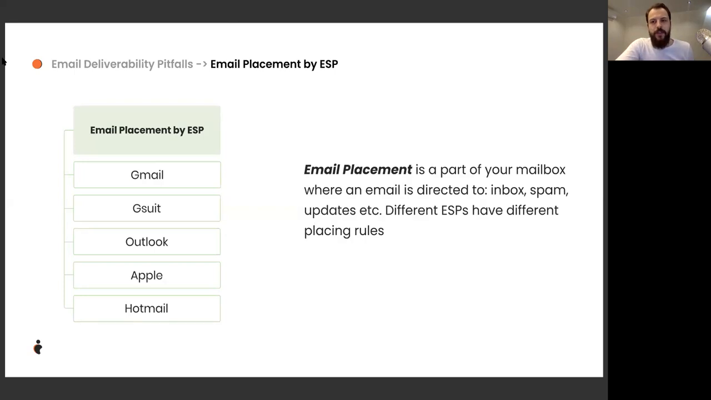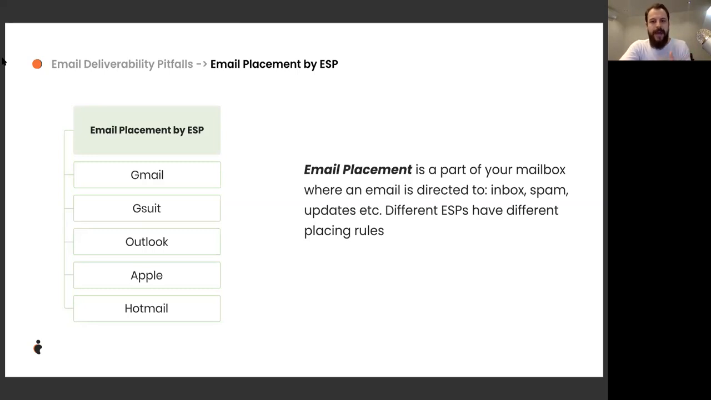And so here's the thing. When you go through this whole deliverability process and your email is delivered, at the end of the day every one of those ESPs has its own spam filter and email placement. By email placement, I mean which part of the mailbox your email is delivered to. The email can go to the inbox, to the spam folder, or land in the updates folder. And obviously your goal is to get to the inbox.